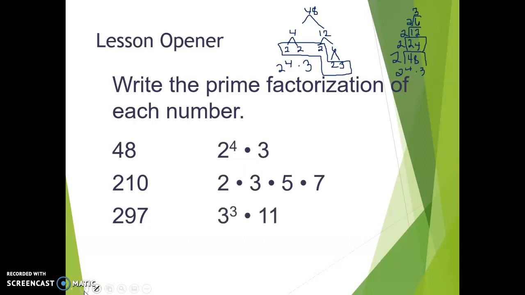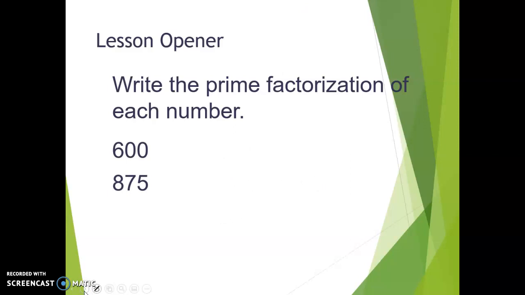Okay, we won't go over those. This was just kind of a warm-up. Go ahead and try these as well. Pause the video. Try to factor these according to our prime factorization method. Come back and check your work. You should have gotten 2 cubed times 3 times 5 squared, and 5 cubed times 7. It's really important that we can do prime factorization before we go into simplifying radicals. So if you are struggling with this, make sure that you get some help from me before we continue.